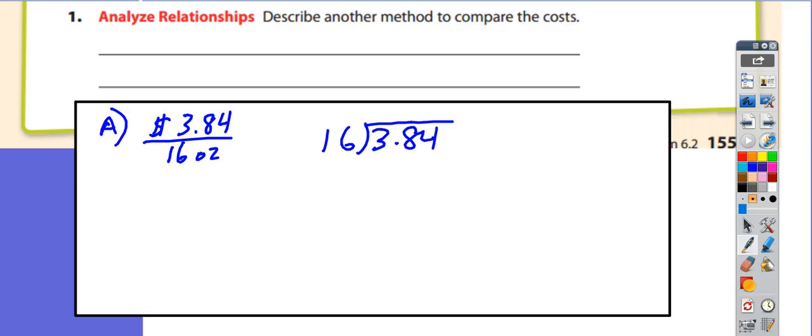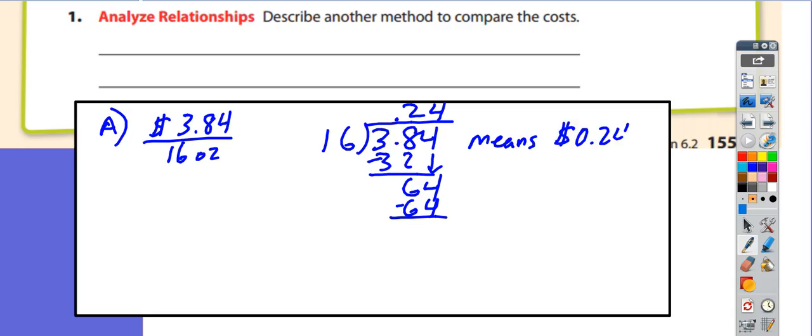So 16 goes into 38 twice. 2 times 16 is 32. And 38 minus 32 is 6. And bring down this 4. And 16 goes into 64 4 times. 4 times 16 is 64. And we already knew this answer. We figured it out before. But that 0.24 means, what that means here is, it is $0.24 for 1 ounce.